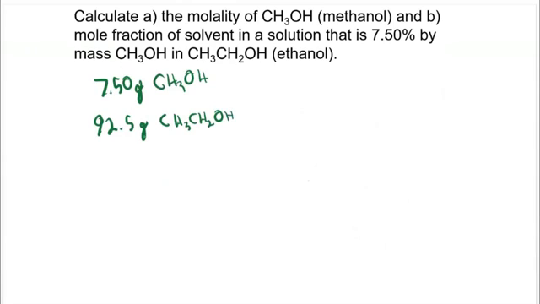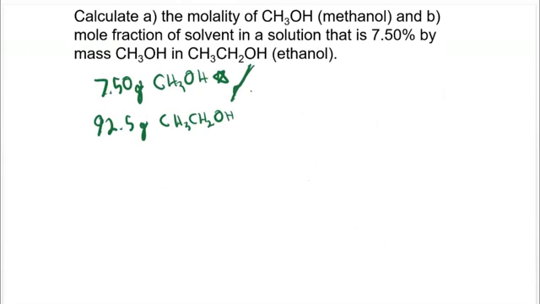So this is the solution. It's created with these mass values. So if we're first finding the molality, we need to figure out two things. Just like the previous question, we had molality. We need to figure out the moles of solute, which is the methanol, and the kilograms of solvent, which is the ethanol. We already have the kilograms of the solvent because it's the grams here, and we can just convert it to kilograms. But for the moles of the solute, we can easily convert the 7.5 grams to moles of methanol by dividing by the molar mass.